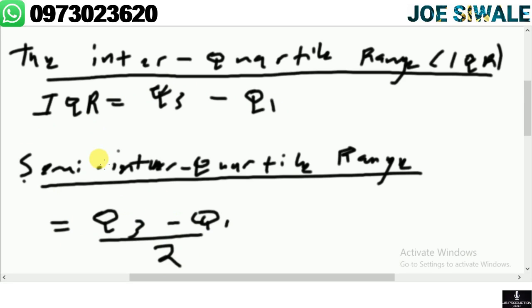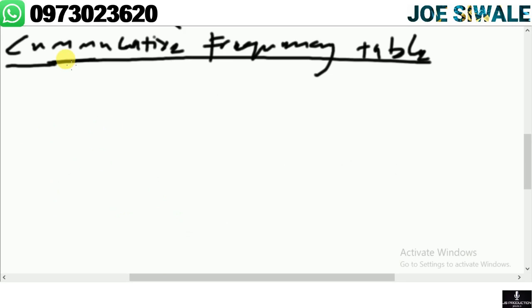semi-interquartile range. Let us look at the cumulative frequency table. So the cumulative frequency table usually has columns which consist of the data values, the frequencies, and the cumulative frequencies. And for this example, we're going to use this information.